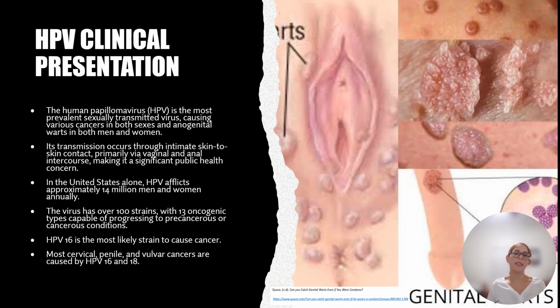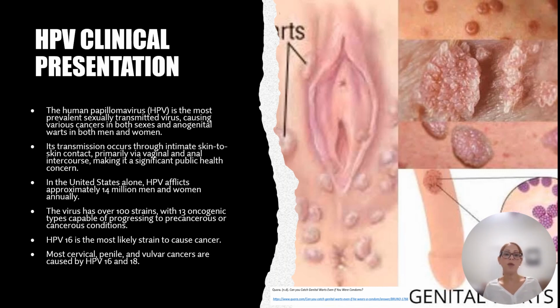HPV clinical presentation. The human papillomavirus is the most prevalent sexually transmitted virus, causing various cancers in both sexes and anogenital warts in both men and women. The transmission occurs through intimate skin-to-skin contact, primarily via vaginal and anal intercourse, making it a significant public health concern. In the US alone, HPV affects approximately 40 million men and women annually.